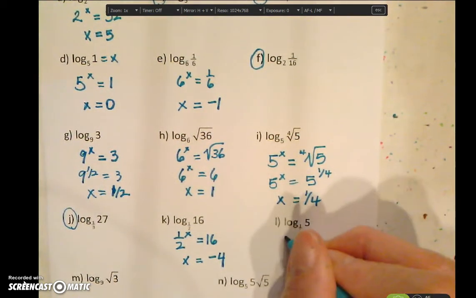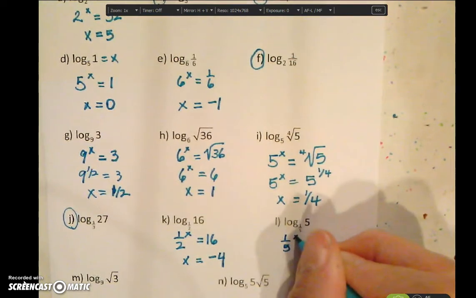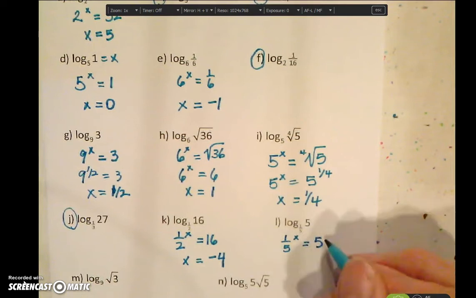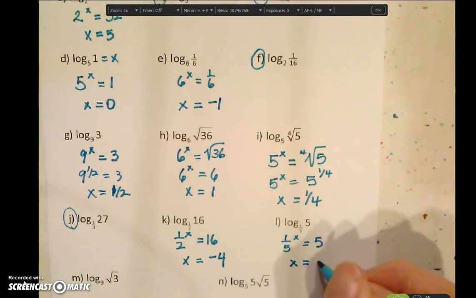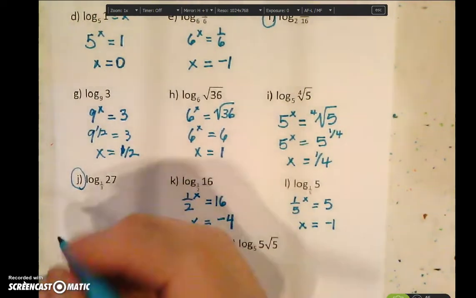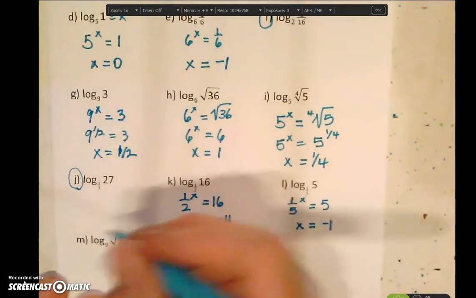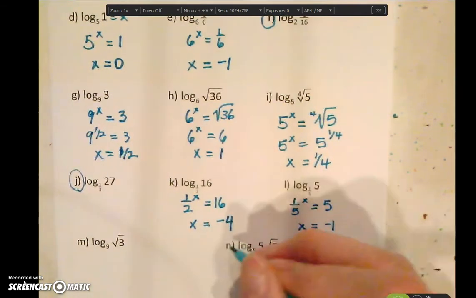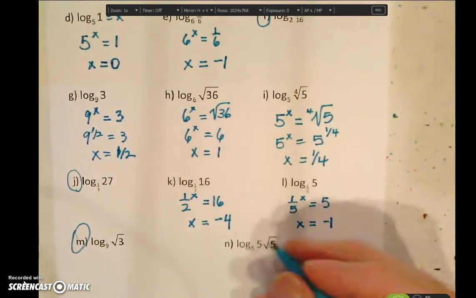JKL, so L, this is going to be 1/5 to the x power is equal to 5. So again, it just flips. So x is equal to -1. M, I'll let you come back and do M. I'm going to circle that. So I'm going to do N.